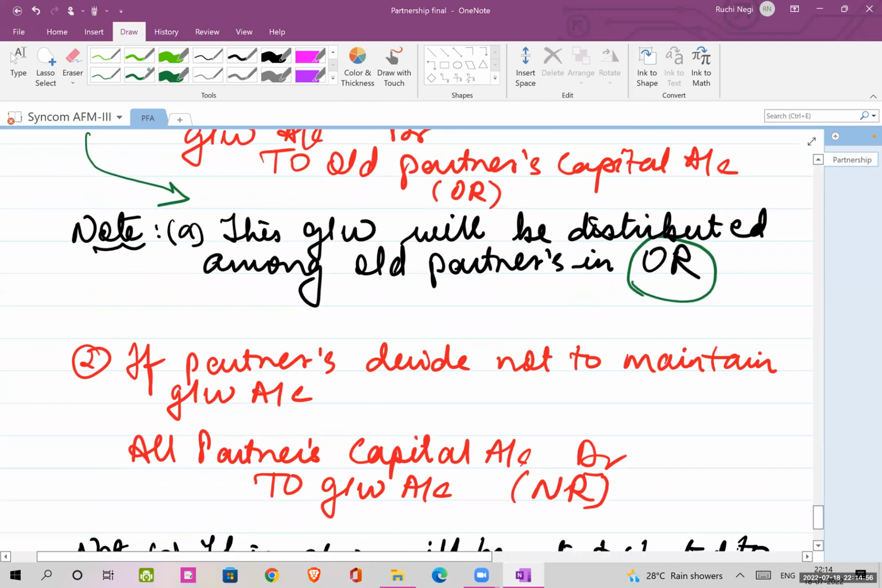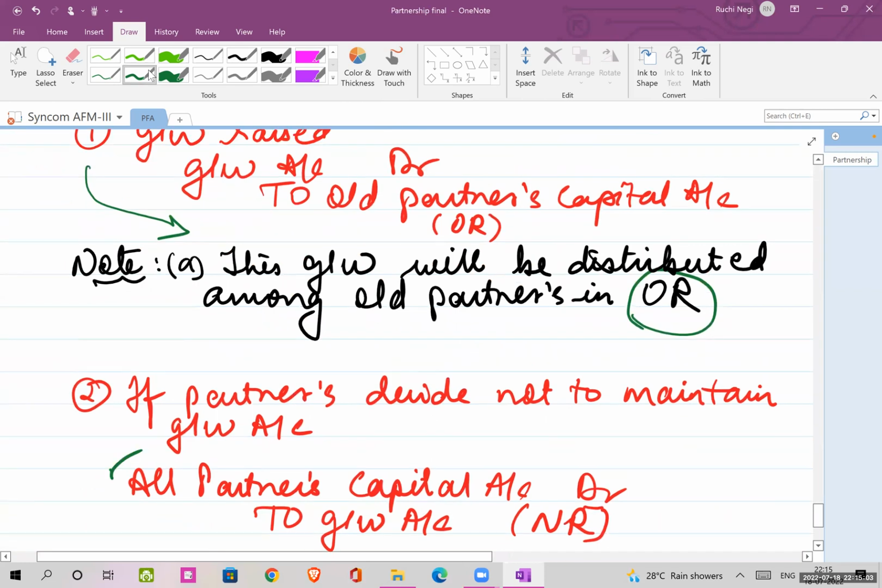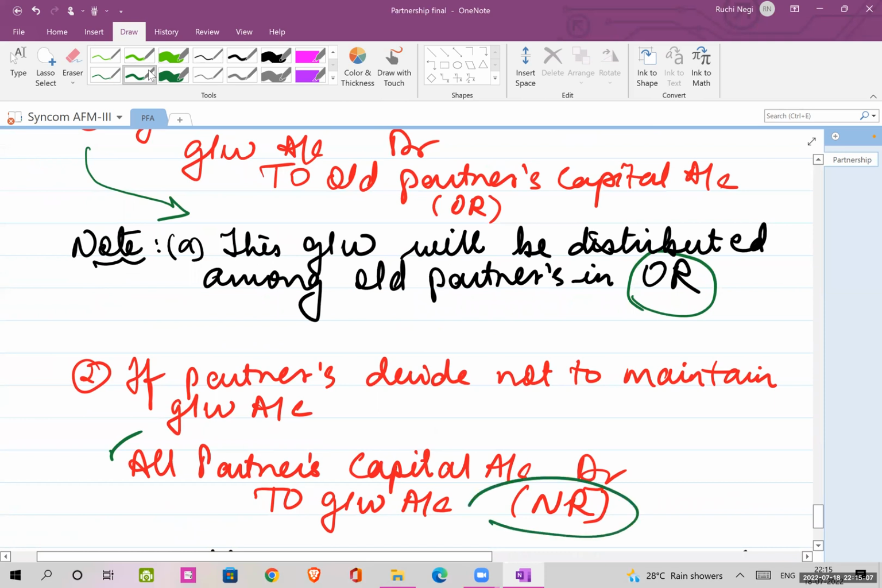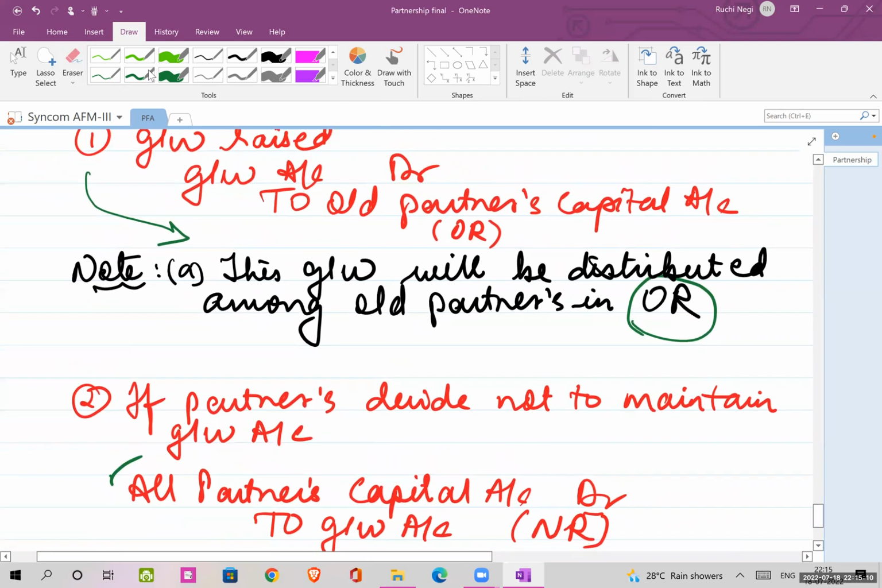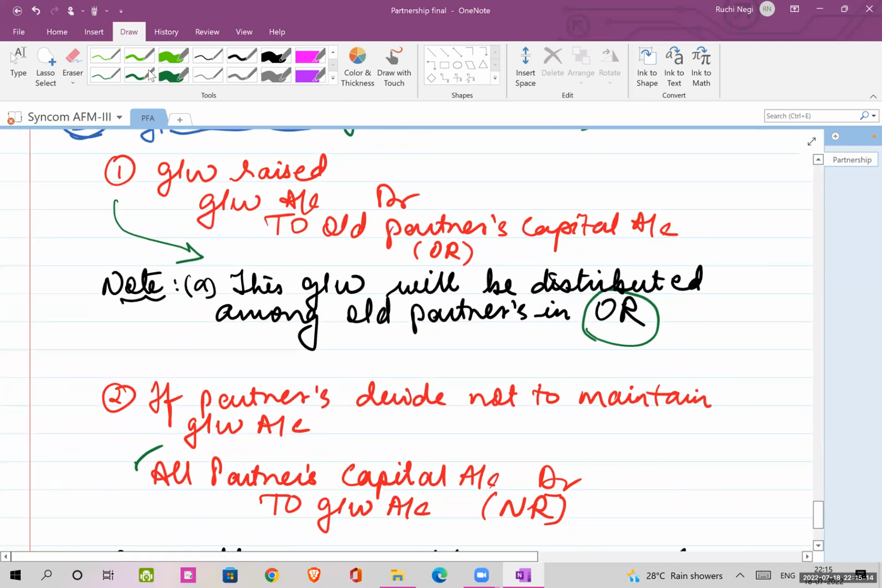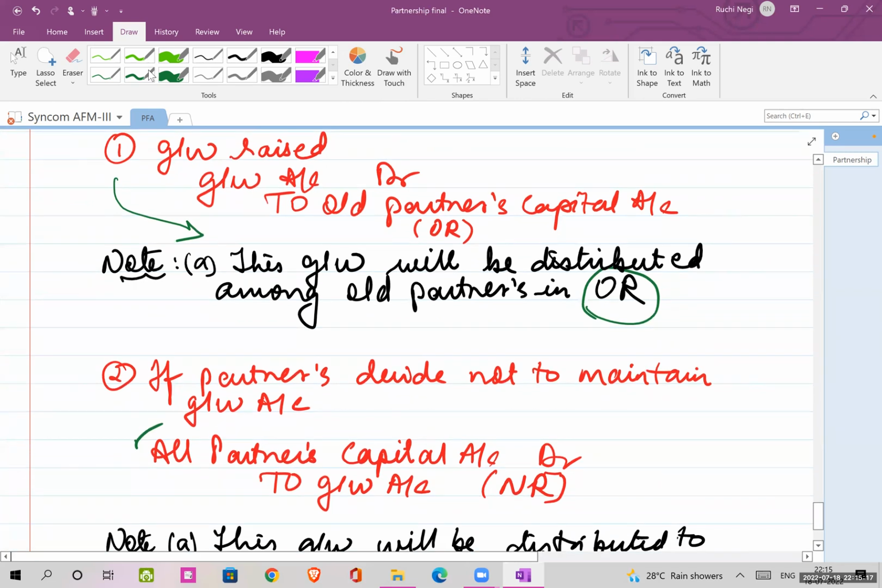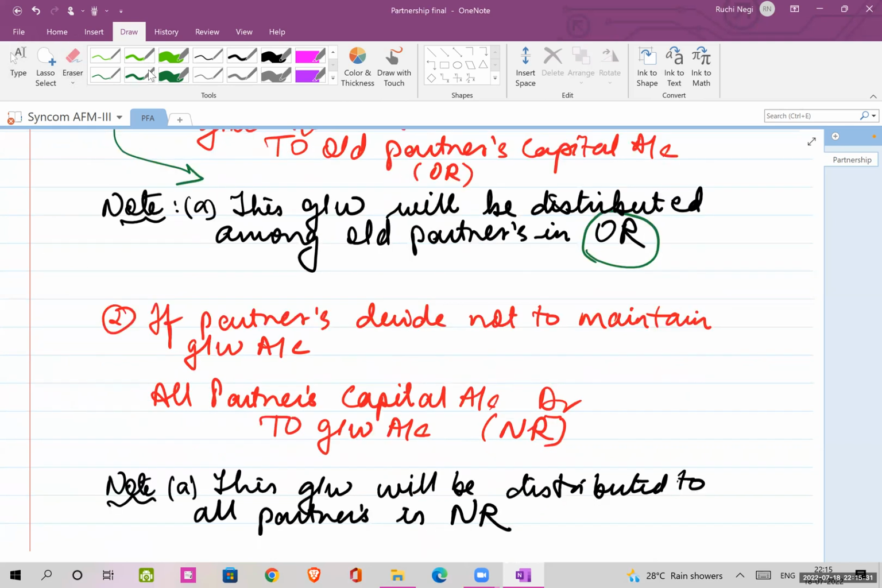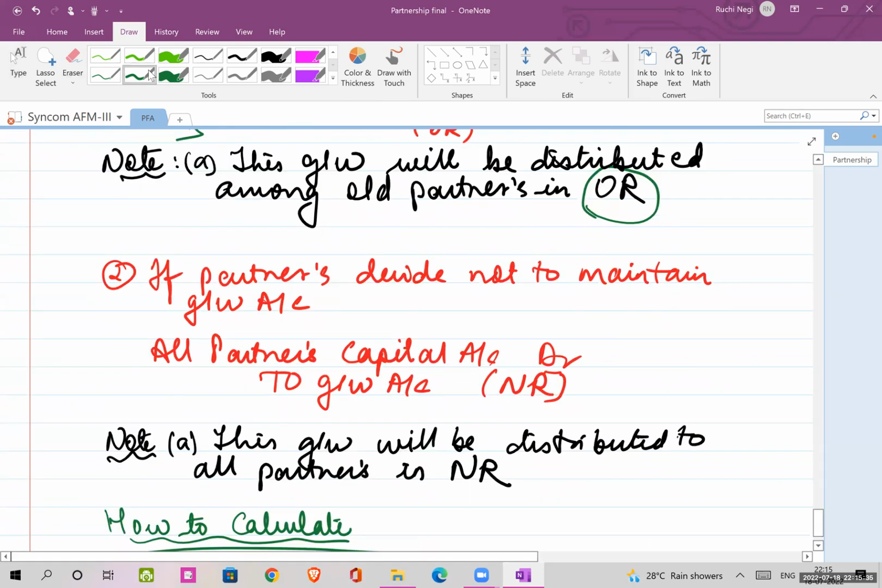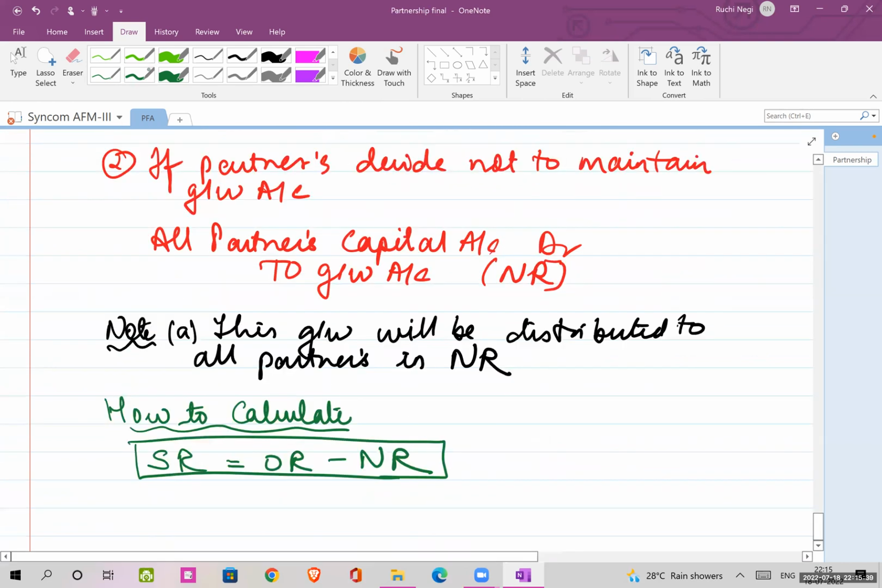Then if partners decide not to maintain goodwill account, means it has to be written off. So my journal entry will be all partners capital account debit to goodwill account. In which ratio? In their new ratio. So this is what you have to remember. When goodwill is raised, it will be goodwill to old partners in their old ratio. But if it says to write off the raised goodwill, then this will be the entry: all partners capital to goodwill account. So what are you going to remember for this? This goodwill will be distributed to all partners in their new ratio. And how will you calculate your sacrifice ratio? This is the formula which I said earlier also. It will be old ratio minus your new ratio.